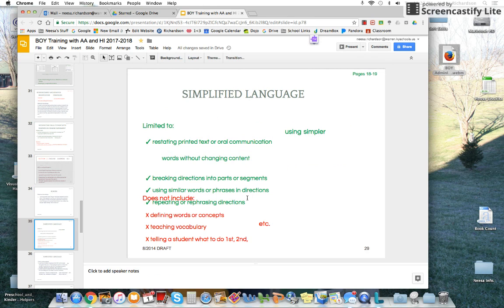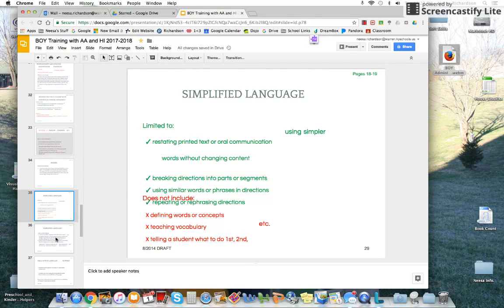Simplified language, I briefly mentioned it in the last video. It's similar to the paraphrasing. Basically, it's a word for word translation. It can break directions into a part or segment using similar words. You can't define a word or teach a vocabulary or tell students what to do. They need to do this first, then this. This is during state testing. I realize you will do this type of prompting during regular instruction.